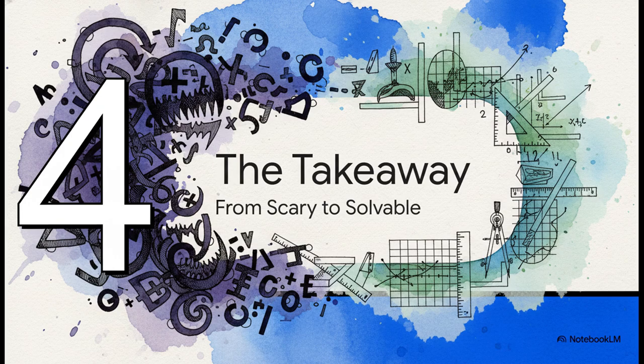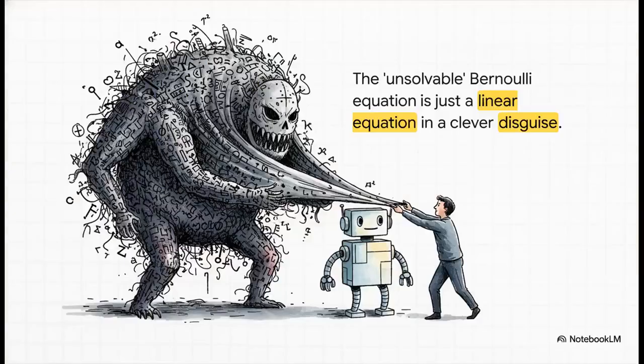We started with a whole class of equations that, at first glance, look totally unsolvable with our standard linear toolkits. But here's the big reveal. The Bernoulli equation was never really unsolvable to begin with. It was just a simple linear equation wearing a really, really good disguise. The whole key was learning how to see through that disguise by changing our perspective.